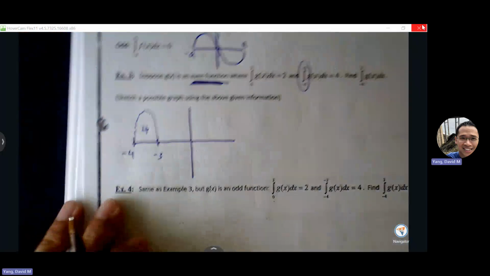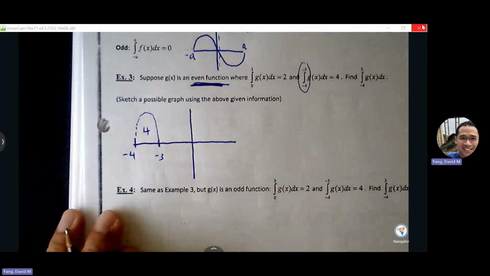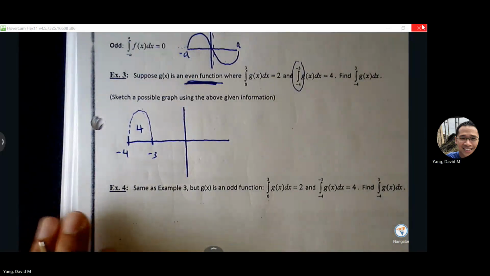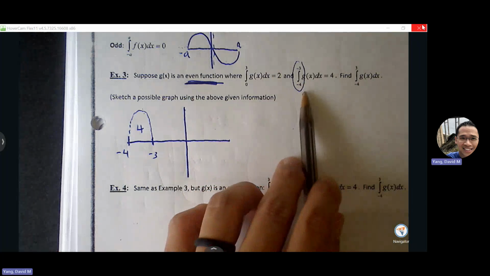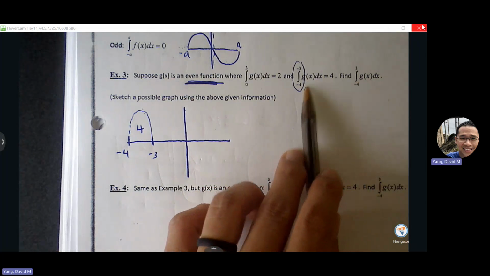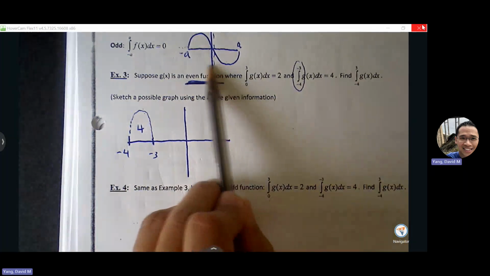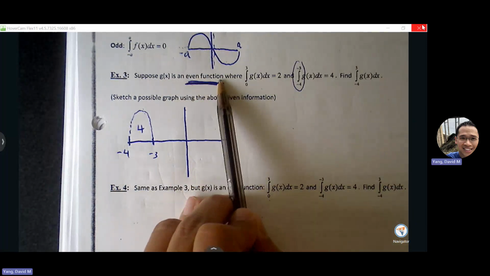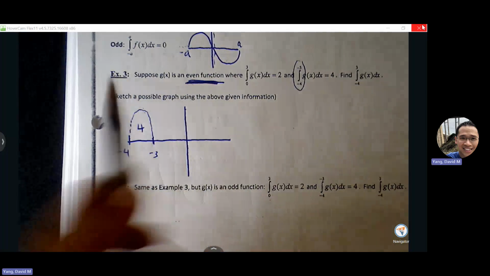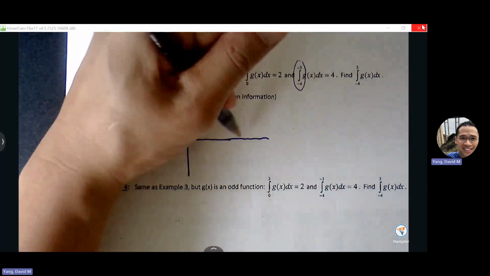Okay, just some arbitrary graph here, just so I can have something to work off of. Now, as soon as you have this, go ahead and fill out the other side, because if it's an even function, what do you know to be true on the other side? Also a 4, right? There's a reflection on the other side.